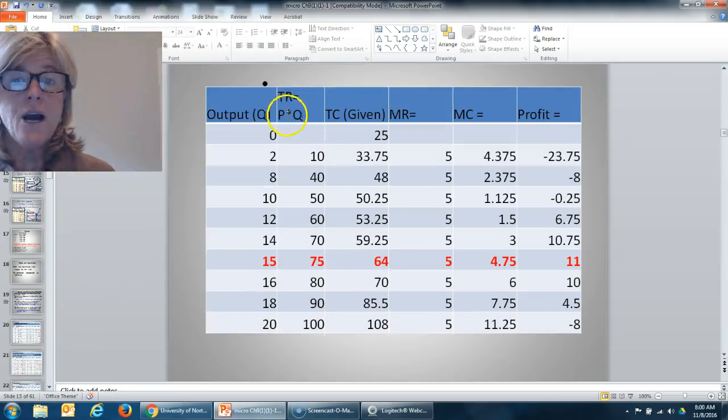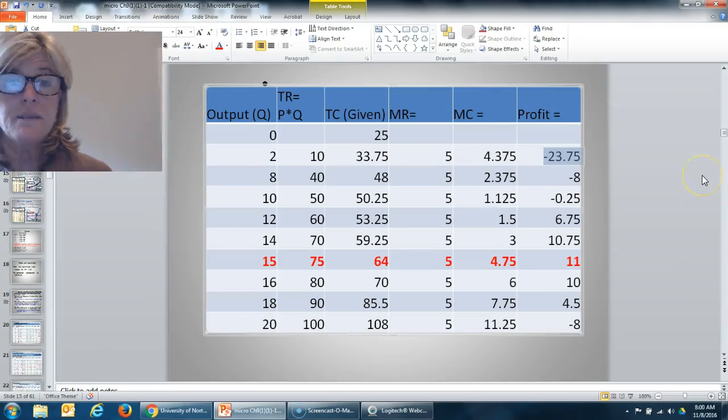You've got output, total revenue, total cost. Marginal revenue is always 5. My marginal cost I'm going to be calculating as a change in total cost divided by change in quantity. Good. And then profit is going to be total revenue minus total cost. So here, profit is negative $23. Make sense? All right, good.